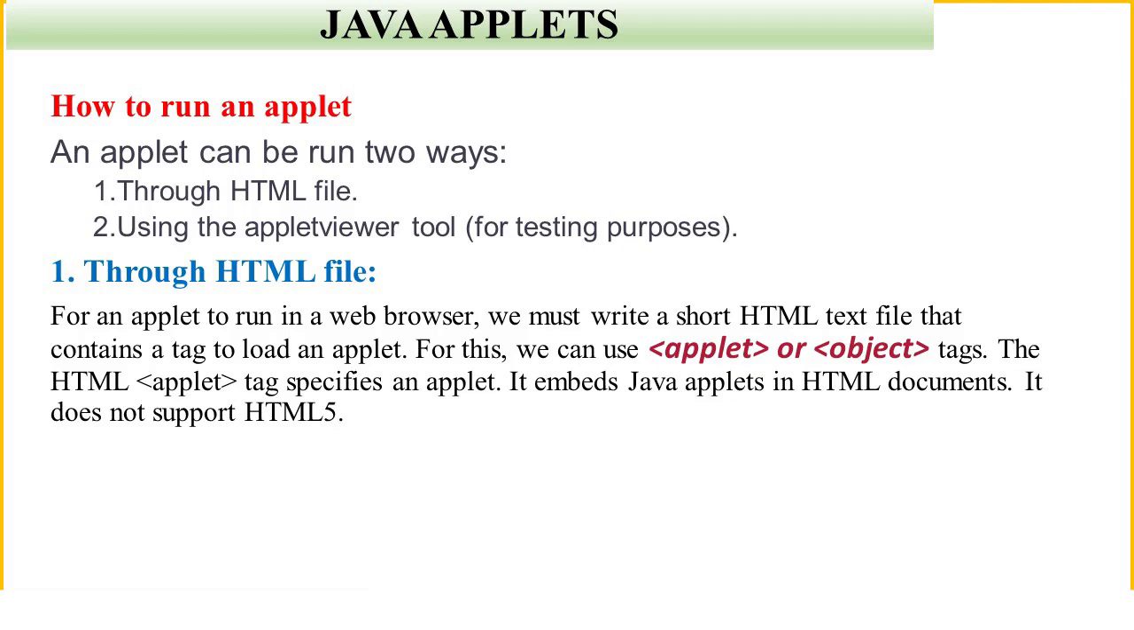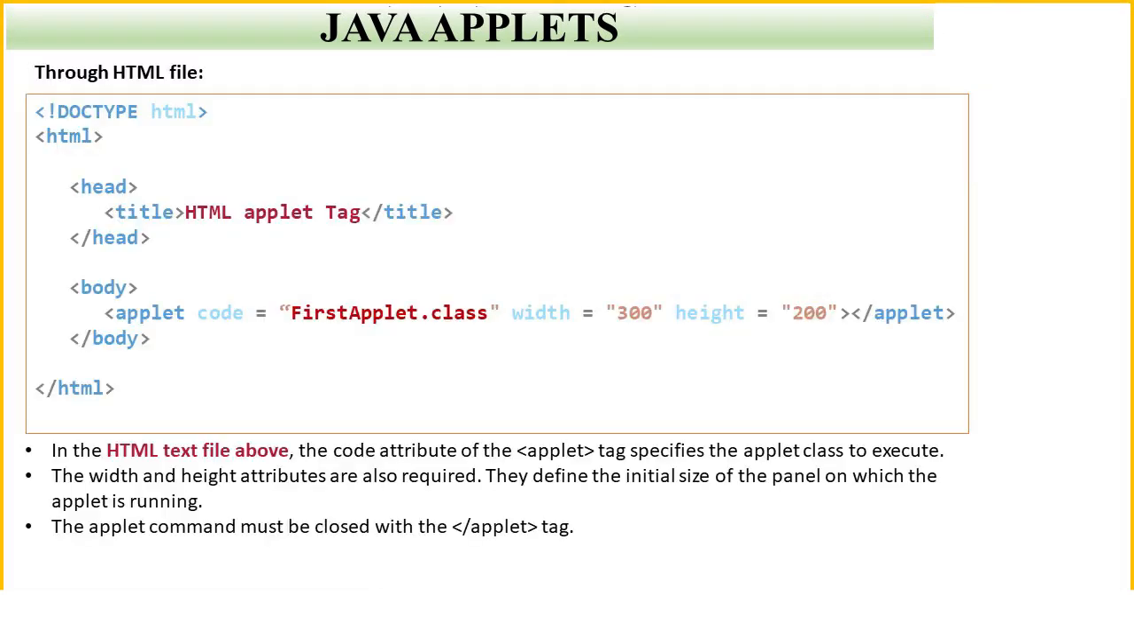The HTML applet tag specifies an applet. It embeds Java applets in HTML documents. It does not support HTML5. We have an example to go with.